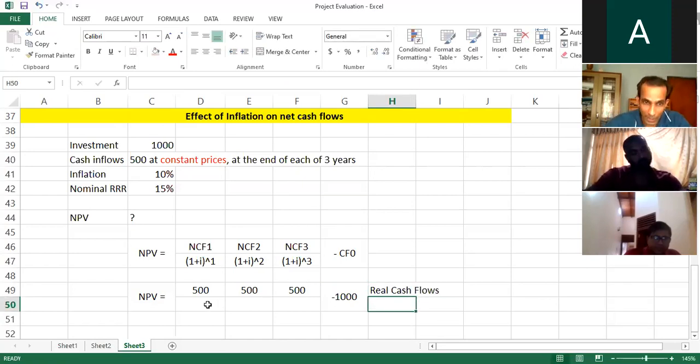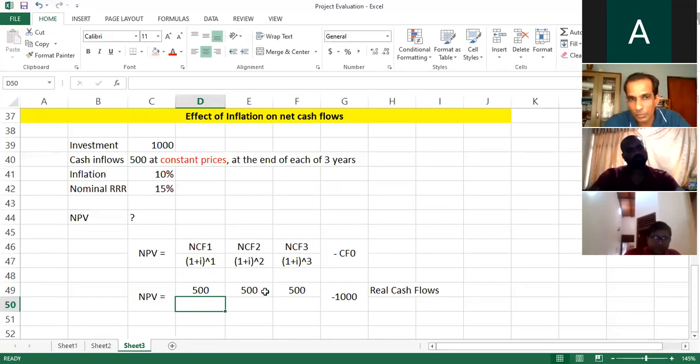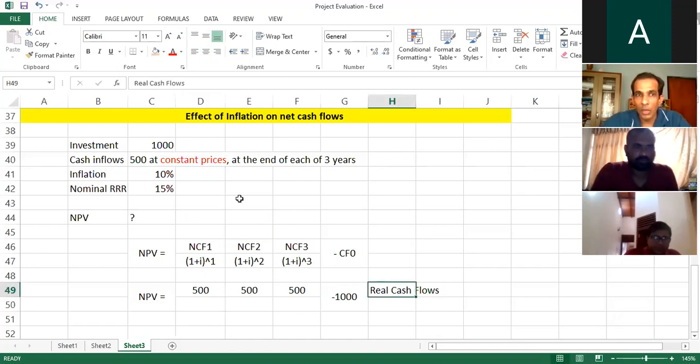Now, what is the next question we need to consider to calculate NPV? What discount rate should we use here? A real discount rate. What is that rate? 15 minus 10? That is only approximately the real rate.